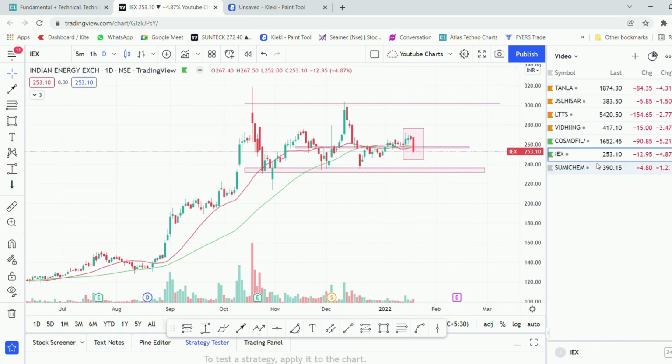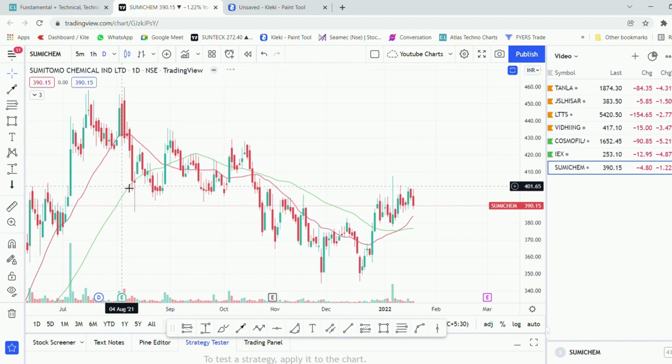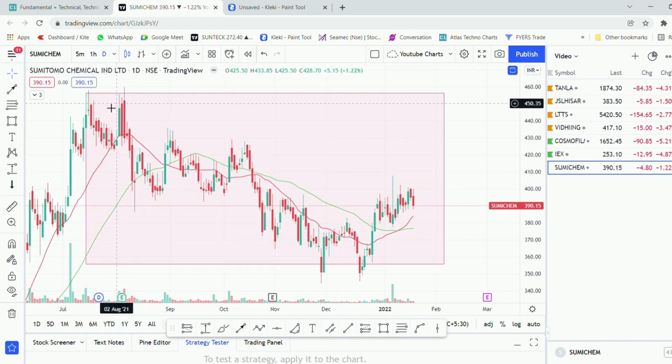The last stock that we will see today is Sumitomo Chemical, where we can see that the stock is already 15% below the 52-week high, and the moving averages have been clearly in a sideways zone, and the stock is moving clearly in a lower high lower low structure. So this is also a stock that you should not look upon.